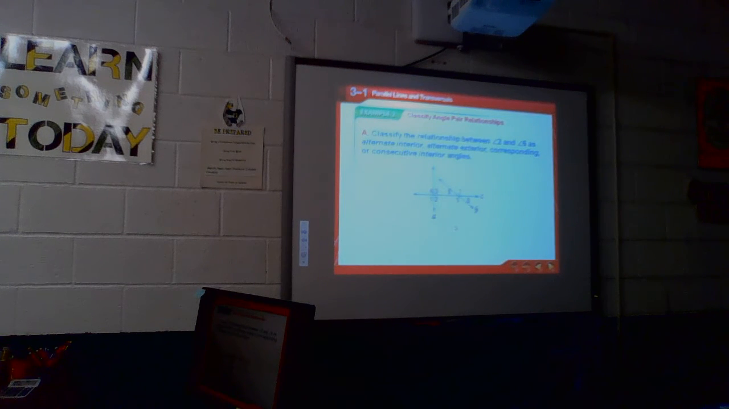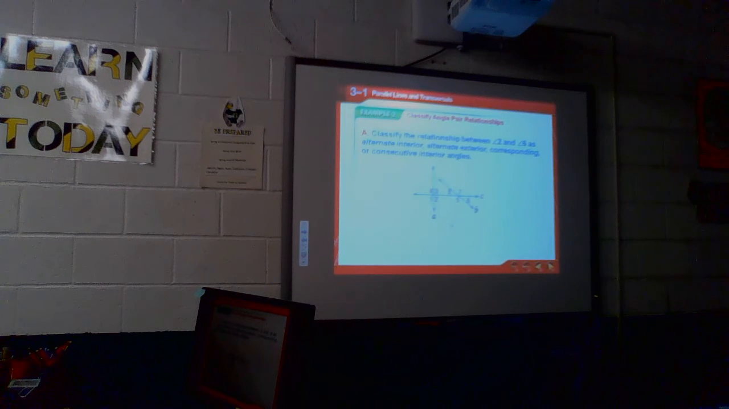So again, just because we aren't talking about it, they still exist, right? And so angle 5 and angle 8 would equal 180 degrees, right? All linear pairs have to add up to 180 degrees. Does that make sense to everybody?